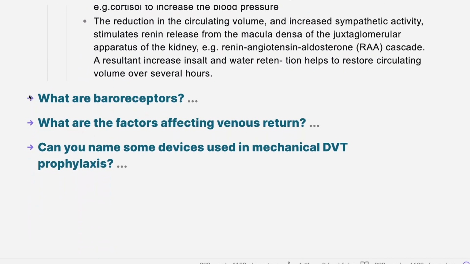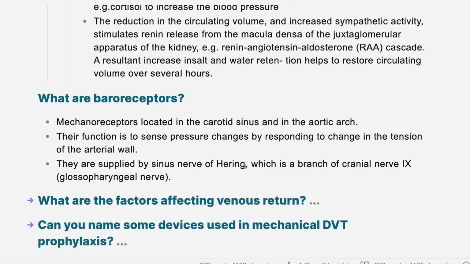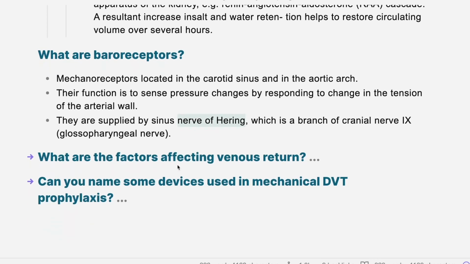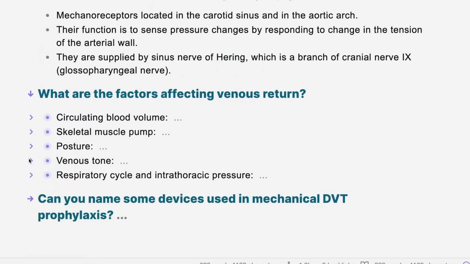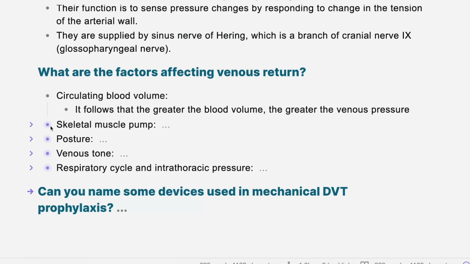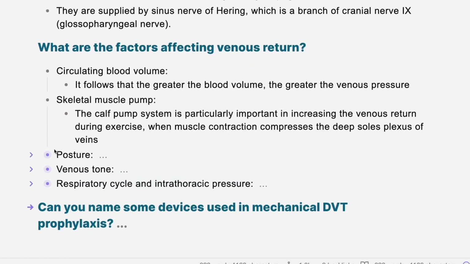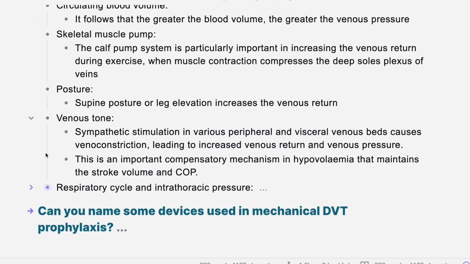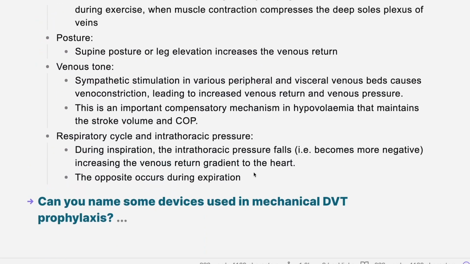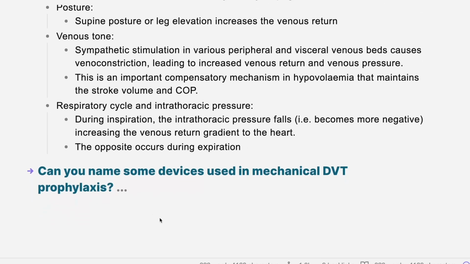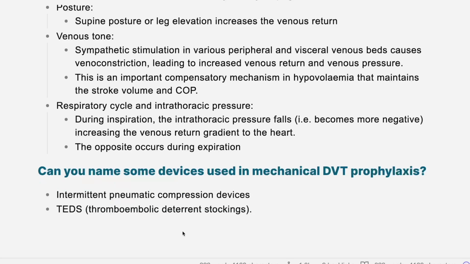What are the baroreceptors? I think I explained that, and we mentioned the Hering nerve, which is a branch from the glossopharyngeal nerve. The factors affecting venous return, I think I answered all of this as well: the intrathoracic pressure, the skeletal muscle pump, and the posture of the patient. Regarding intrathoracic pressure, we mentioned during inspiration, the intrathoracic pressure will decrease. Some devices used in mechanical DVT prophylaxis are the pneumatic compression and also the TED stockings: the intermittent pneumatic compression device, and also the TED stocking, as you can see.